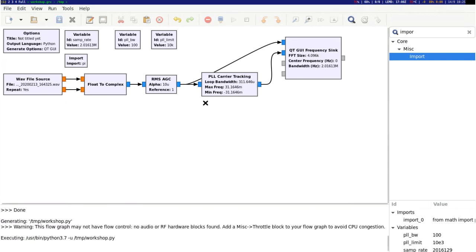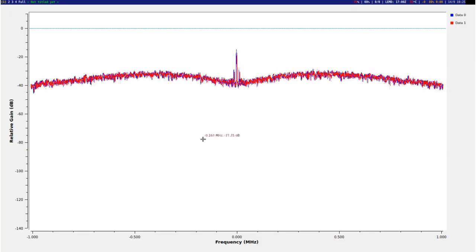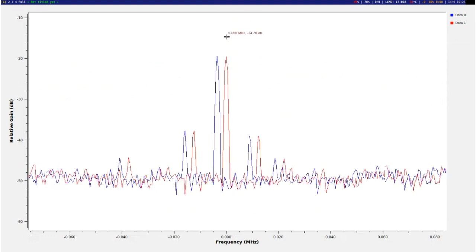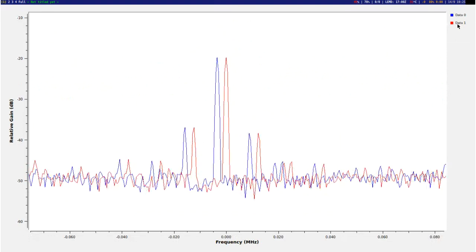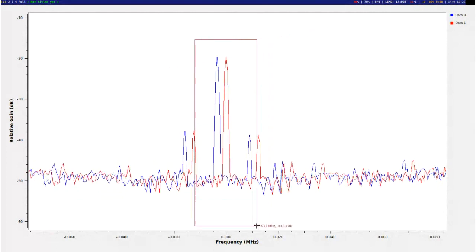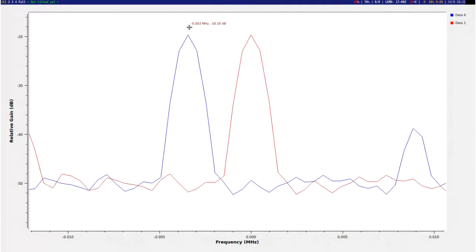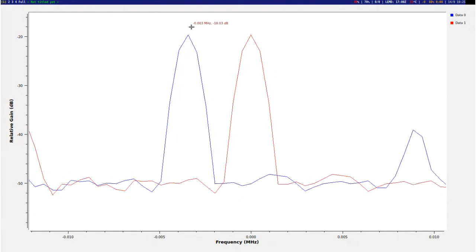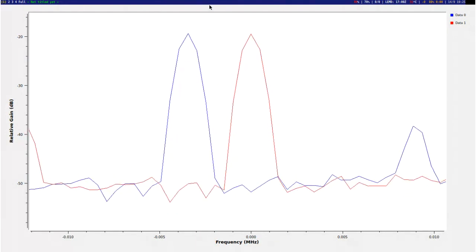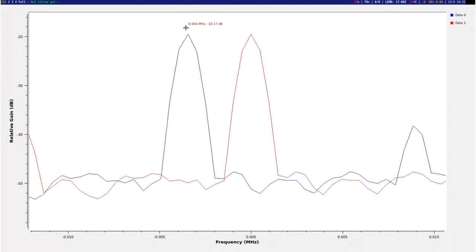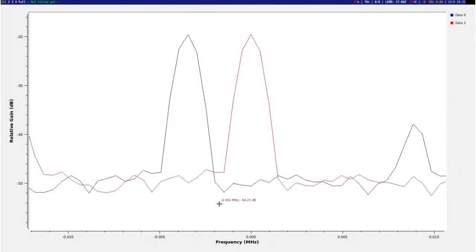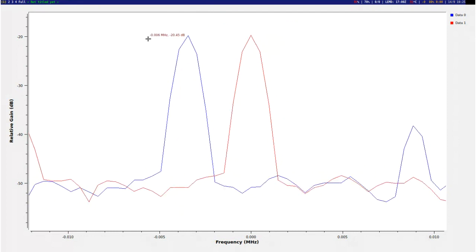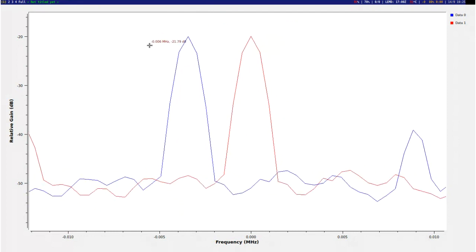And let's play and run this. So I can see the output and the input of the PLL are very similar. The input is in blue, the output is in red, and the main difference is that the carrier of the original signal was 3 kilohertz away from the center because tuning was not perfect, and the PLL is managing to move this to 0 hertz. So this is what we mean by a PLL locking onto the signal and performing carrier recovery.